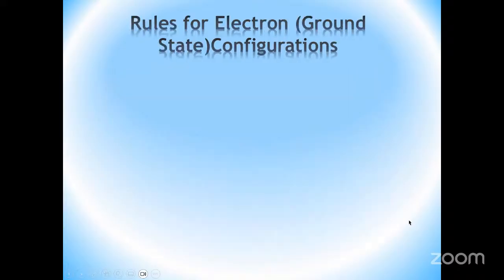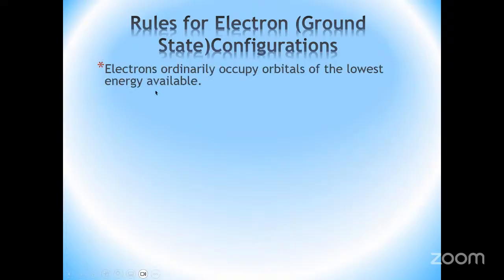Okay, so what we're going to do now is look at some rules for writing down the electron configurations of atoms. These rules are for the atoms in the ground state. Remember, we talked about the ground state earlier. The ground state is the lowest energy state, or the most stable state. So all these rules are in relation to the electron configuration for the atom in the ground state. The first rule is that electrons ordinarily occupy orbitals of the lowest energy available.